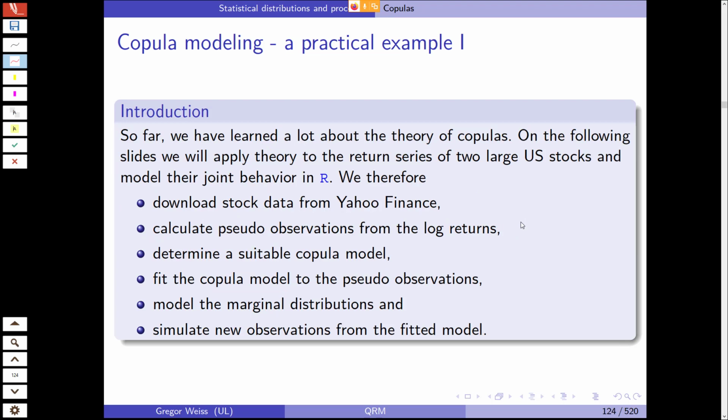Okay. Now I still have a little bit of time, so let's look at a practical example. We've learned a lot about the theory of copulas, so let's do this in practice. We will apply the theory to a return series of 2 large US stocks and model the joint behavior in R. We download the stock data from Yahoo Finance. We calculate pseudo observations from the log returns. We determine a suitable copula model, and then we fit the copula model to the pseudo observations, model the marginal distributions, and we simulate new observations from the fitted models.